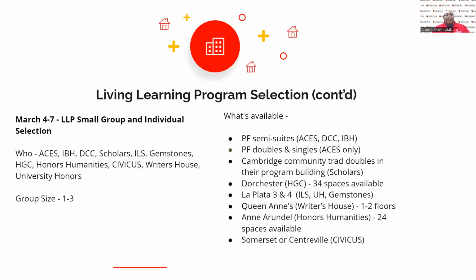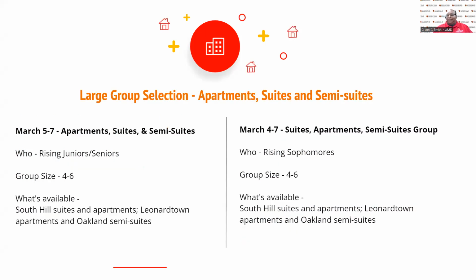Students who are in the Writer's House will be able to select Queen Anne's on the 1st and 2nd floors. Students in Honors Humanities will have 24 spaces available to them in Anne Arundel. And students in the program formerly known as Civicus will be able to select either in Somerset or in Centerville. LLP students in smaller groups or individuals will be able to select traditional hall spaces when they are available. Just remember that the students in the group have to be in the living learning program, otherwise you will not be able to select and will have to select in other communities. Next slide.